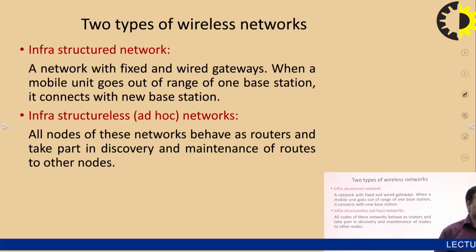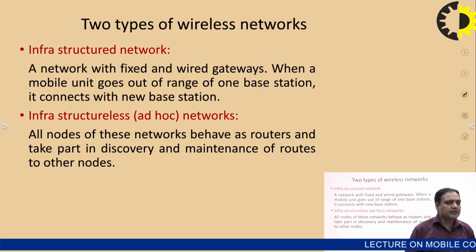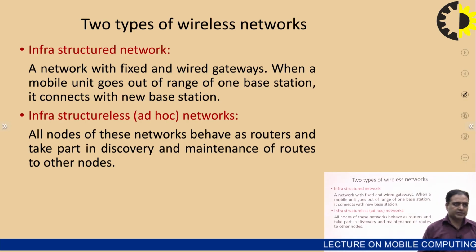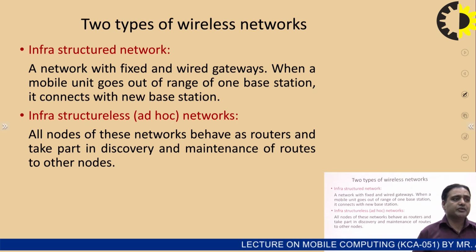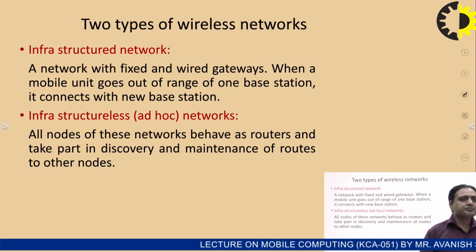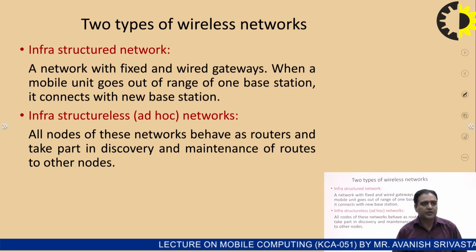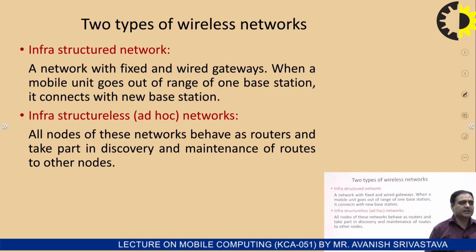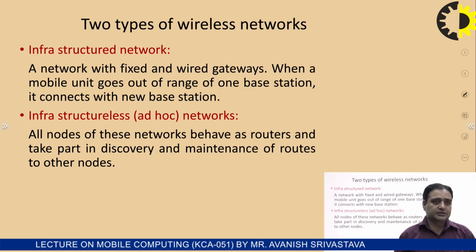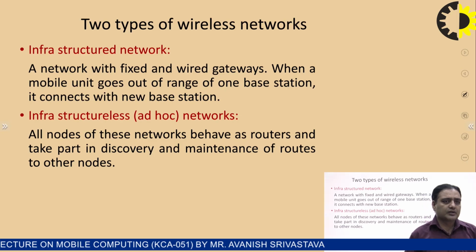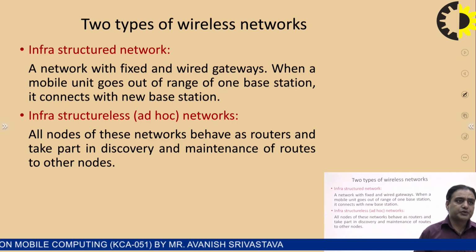There are two types of wireless networks: infrastructure networks and infrastructureless networks. What are infrastructure networks? A network with fixed and wired gateways. When a mobile unit goes out of range of one base station, it connects with a new base station.